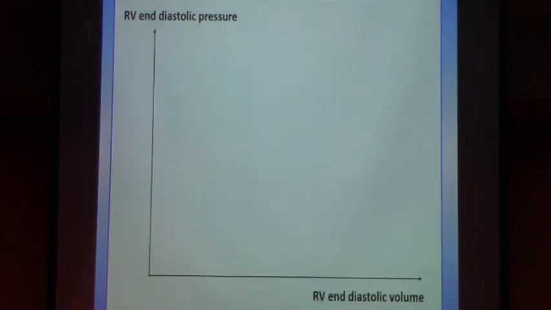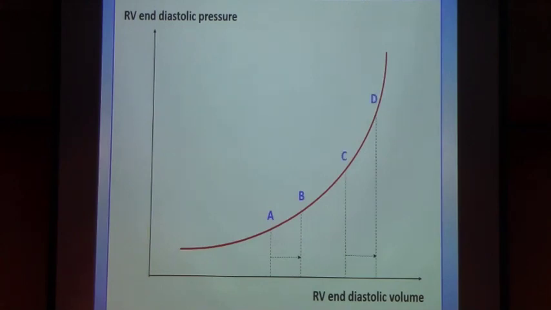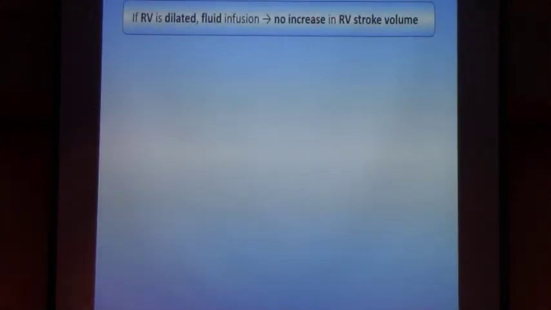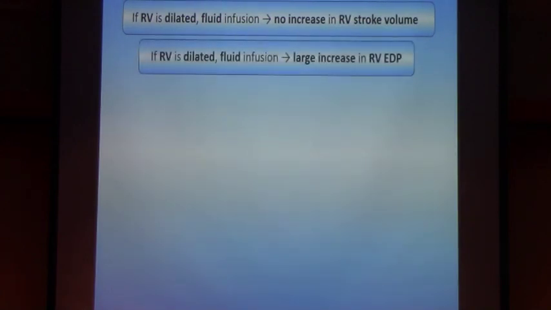But we also have to think about the diastolic function of the right ventricle, which is like this. If you give fluids while the RV is not dilated, no problem, you have a small increase in the filling pressure. But if you give fluids while the RV is already dilated, you have a huge increase in the right ventricular end-diastolic pressure, with a high risk of increase in pressure upstream, with liver failure, kidney failure, etc. So we have to be very careful in this situation. So, if the RV is dilated, fluid infusion results in a large increase in RV-EDP. So, no increase in stroke volume and a large increase in RV-EDP. So the double penalty is accurate.